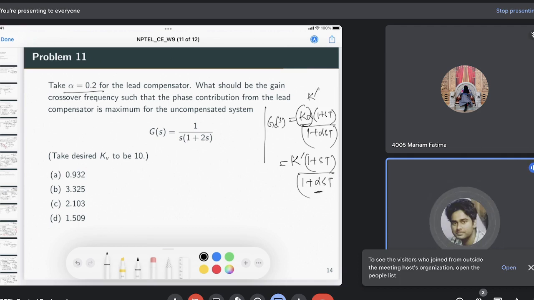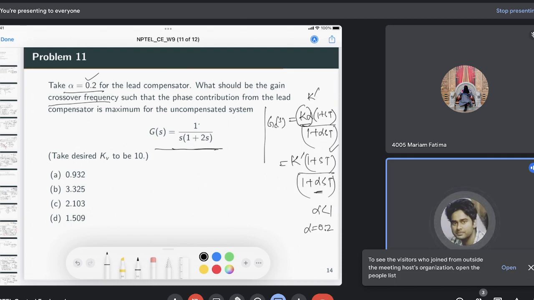This alpha value is given as 0.2. Since alpha is less than 1, it is a lead compensator. So what should the gain crossover frequency be such that the phase contribution from this lead compensator is maximum for the uncompensated system? We are now considering the system without any gain. With alpha equal to 0.2, at what gain crossover frequency will the compensator contribute the maximum positive angle?